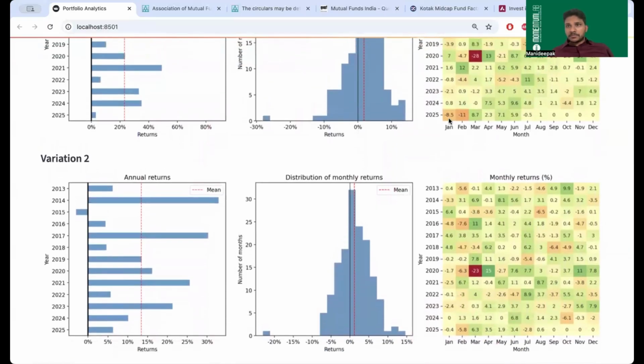Here you see minus 8.5% in Jan 2025 versus minus 0.4% from Nifty 50. So the drawdowns you saw earlier, you're still seeing that in the recent time periods. The benchmark is doing better. But there are, of course, these patches of outperformance from the fund compared to the benchmark. So you see March 2025, it did about 8.7% compared to 6.3% from Nifty 50.